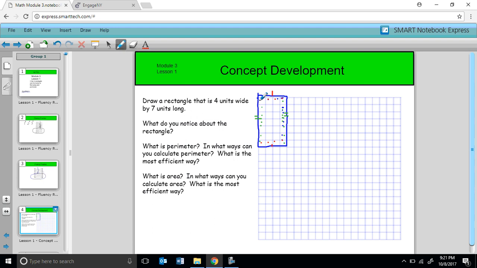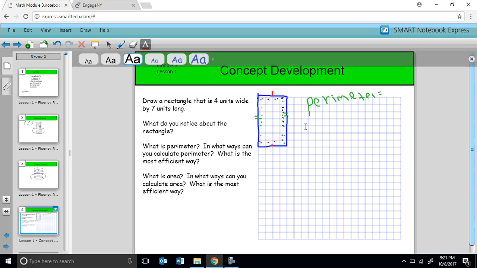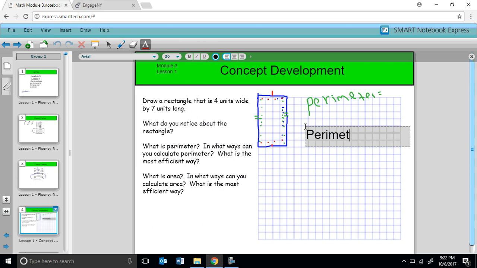Something I notice is it has groups of 4s: 4, 8, 12, 16, 20, 24, 28. So what is the perimeter? Remember, the perimeter is the outside. It is the fence. Perimeter equals outside, and to do that, you add all sides.